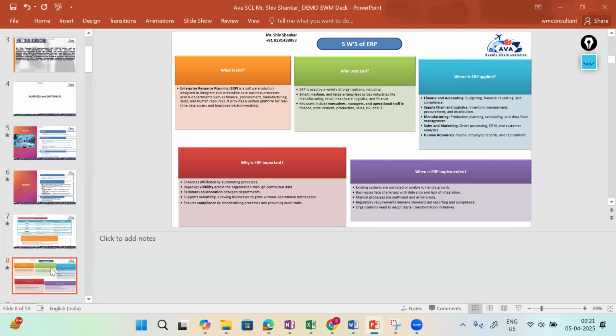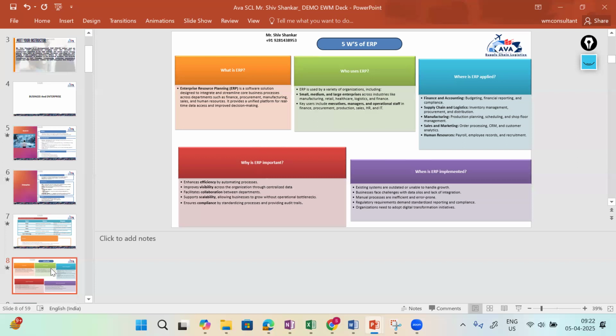And in the enterprise, specifically, who uses this particular software? Executives or managers, operational staff, like the finance people or employees, procurement employees, production employees, sales employees. And where is this ERP applied across the organization? In finance, supply chain and logistics. Supply chain and logistics is inventory management, procurement and distribution. Our area, the SAP Extended Warehouse Management, falls under the bucket of supply chain and logistics. The EWM is part of the supply chain and logistics.